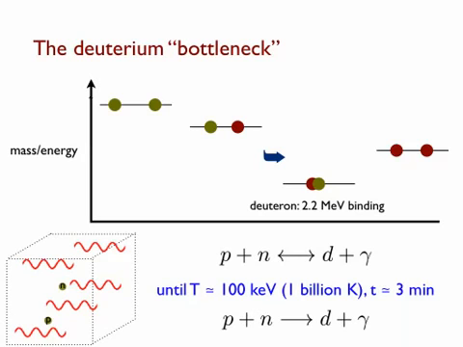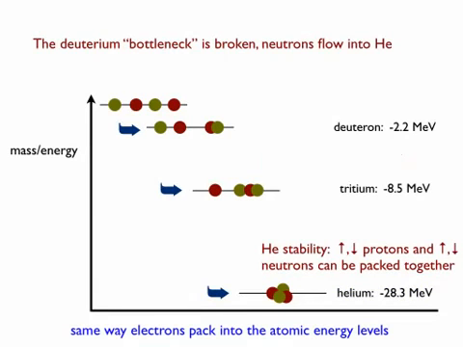So you can't form deuterium until the universe expands and cools off even more, and the average energy of the photon drops so that they're no longer energetic enough to break the deuterium up. That happens when the universe has cooled to about 100 kilo-electron volts, about 3 minutes after the Big Bang, at which point that reaction only goes one way. The protons and neutrons bind into deuterium. And once you do that, you open up the way to make helium.